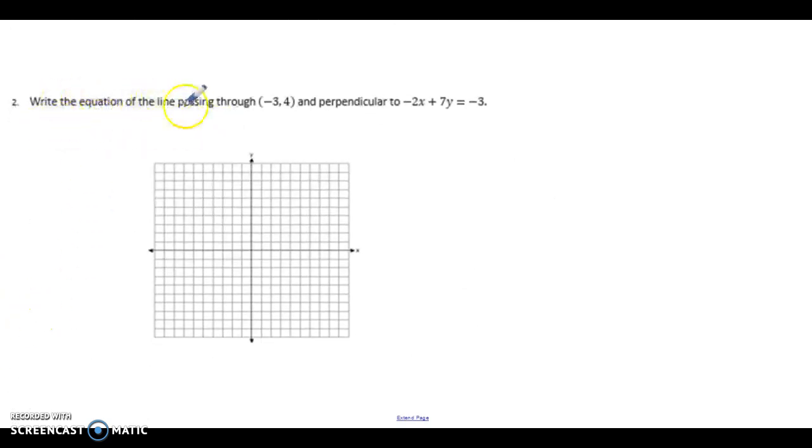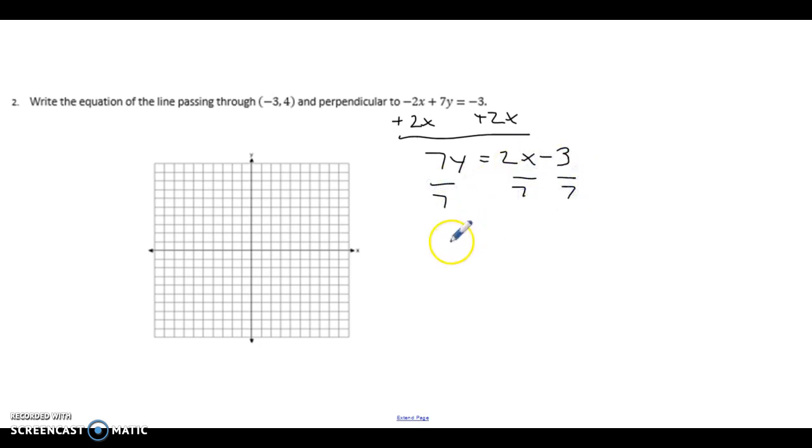Question number 2 says, write the equation of a line passing through this point perpendicular to this line. So the first thing I need to do is find the slope of this line. Again, we need to get it in y equals mx plus b form. So I'm going to add 2x and add 2x. We get 7y equals 2x minus 3 and divide by 7. And so y equals 2 over 7x minus 3 over 7, which is not anything that works out nicely.